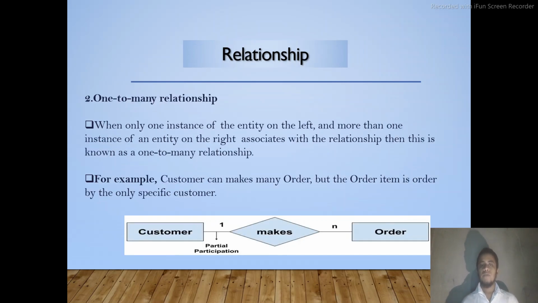Now coming to the point of the one-to-many relationship. What is one-to-many relationship? When only one instance of an entity on the left and more than one instance of an entity on the right are associated with a relationship, then this relationship is called a one-to-many relationship. Here is an example. We can see that customer makes order. We basically know that a customer can make more than one order. So simply we can say that many orders can be made by a customer. So customer and order relationship is a one-to-many relationship.